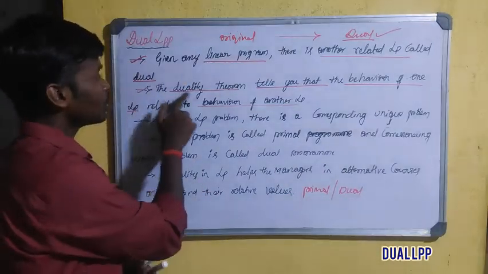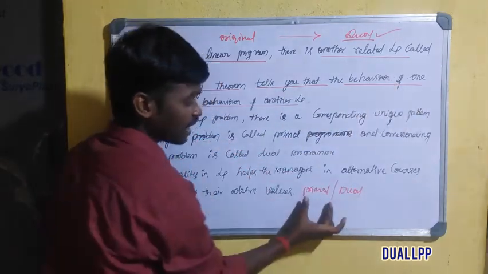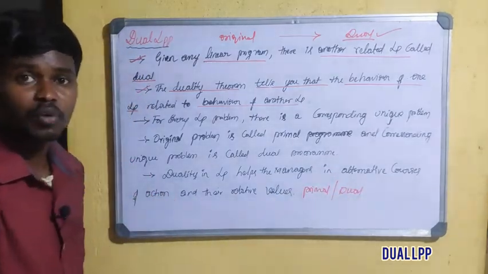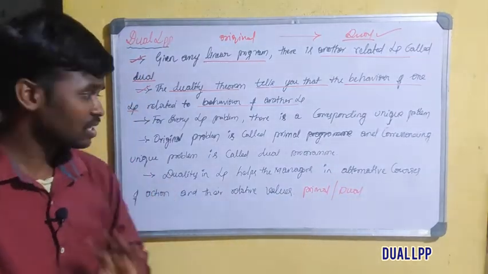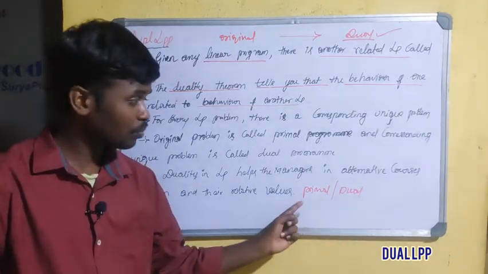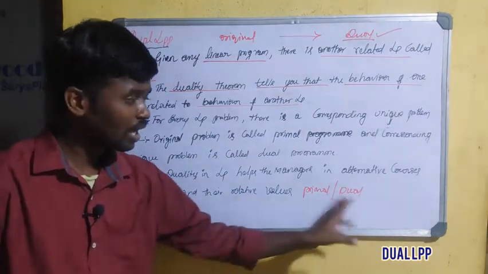See, the duality theorem tells the behavior of one linear programming problem with the behavior of another linear programming problem. That means the behavior of the objective function and constraints in both the methods, that is in the original method and the dual method.